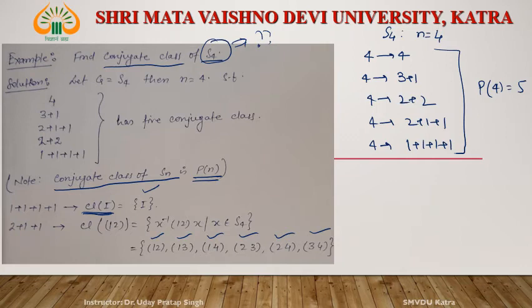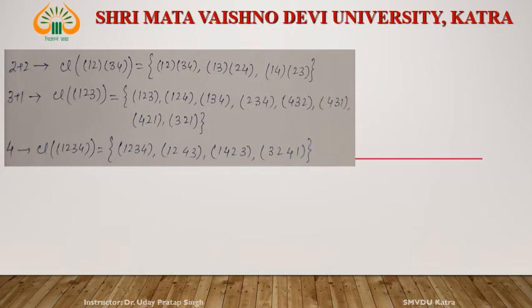What is 2 plus 2? 2 plus 2 is this type of element (1 2)(3 4), right? Then this class is (1 2)(3 4), (1 3)(2 4), (1 4)(2 3). And what is 3 plus 1? All the elements of order 3 in S4, that is (1 2 3). This is the conjugacy class of (1 2 3), and this one is the conjugacy class of (1 2 3 4), this thing.